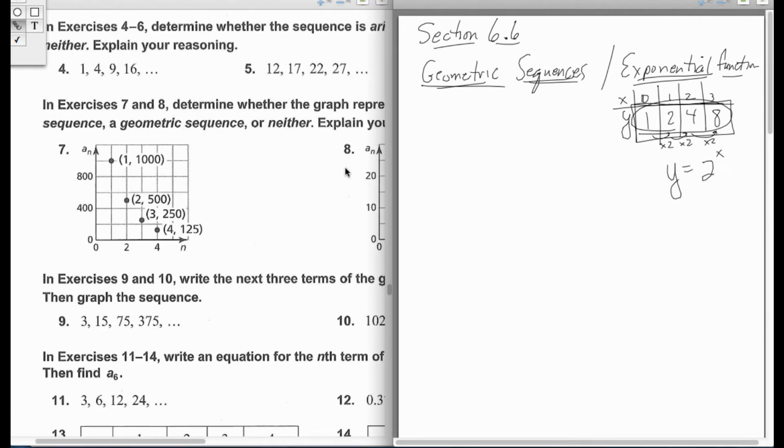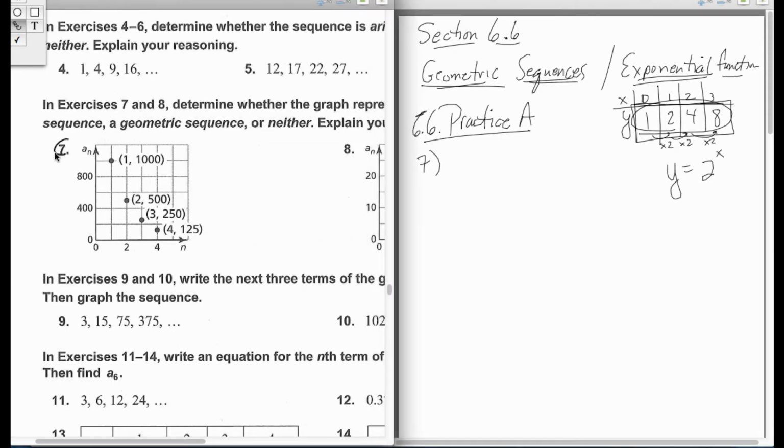So we are going to pick up here on practice A. If you would, take out your 6.6 practice A, and we are going to continue there. We're going to pick up at number 7. And what this is saying is the graph down here, is it showing an arithmetic sequence, a geometric sequence, or neither? And all you need to do is look at how it is changing.